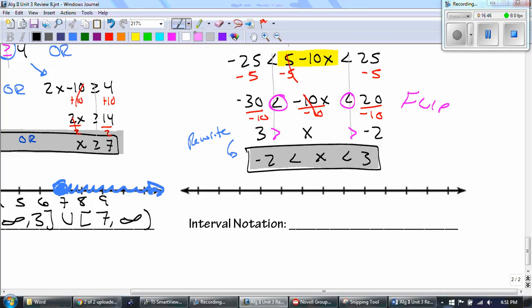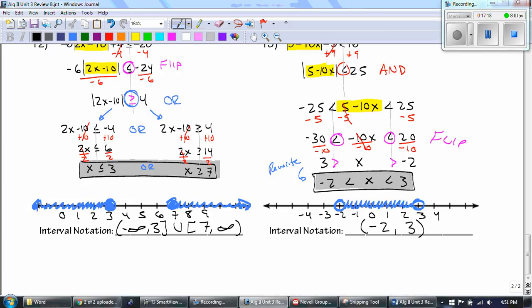All right, and then we graph. Okay, so negative 4, negative 3, negative 2, no, not 0, Mr. Grice, negative 1, 0, 1, 2, 3, and 4. At negative 2, I'm open. At 3, I'm open. The x is in the middle. I shade the middle. Writing this in interval notation, our graph starts at negative 2 and it stops at 3. I'm open for both of those, so that's why I'm using parentheses.